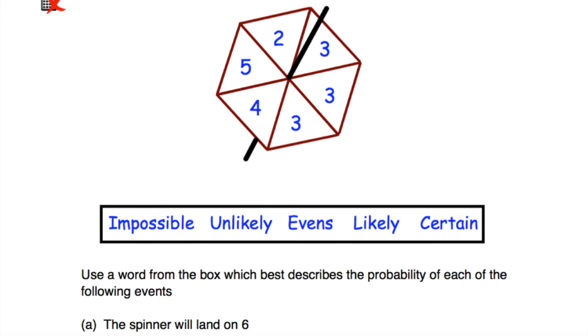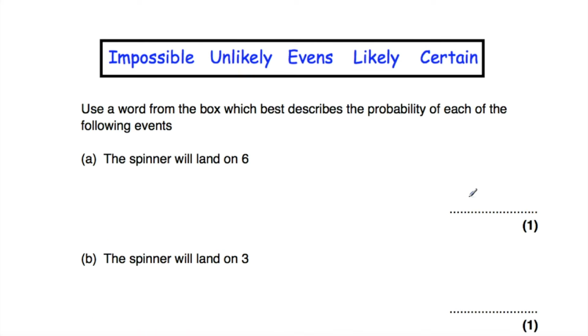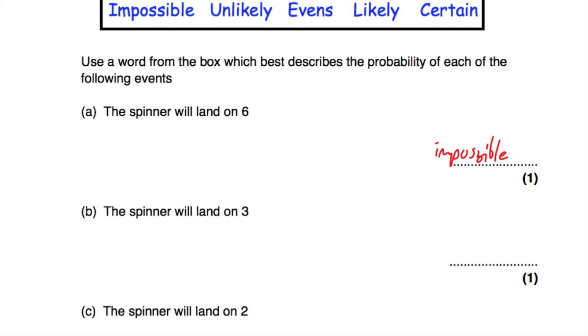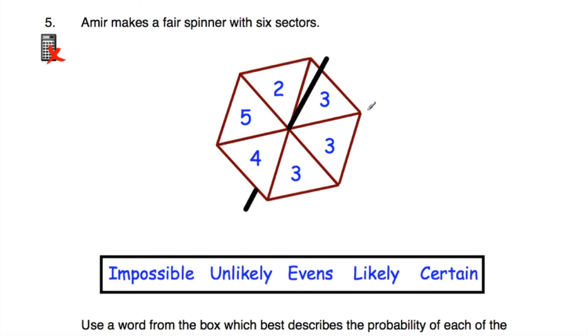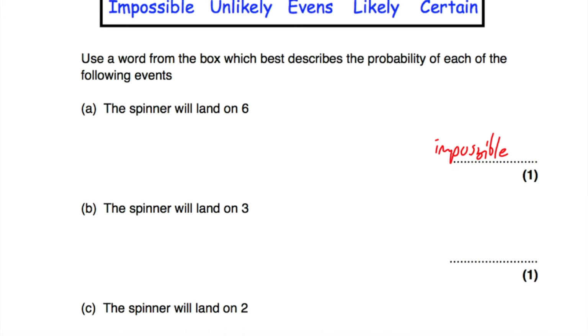So let's have a look here. There's no 6s on the spinner, so that's going to be impossible. So let's write that down, impossible. Okay, then part B. Part B says the spinner will land on a 3. Well, on the spinner, there's 6 sections, as we were told, or we can count them, 6 sections, and 1, 2, 3 of them have got a 3 on them. So that means that half of the sections have got a 3 on them. So that means that it's an even chance. You're as likely to get a 3 as not a 3. So it's an even chance. So let's write that down, evens.